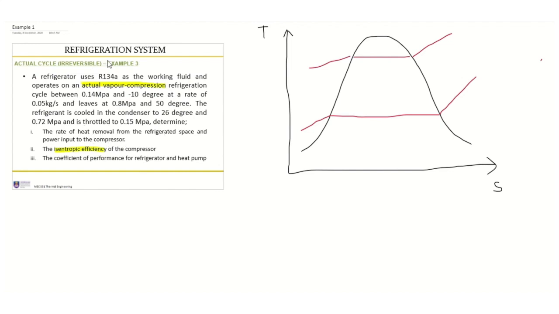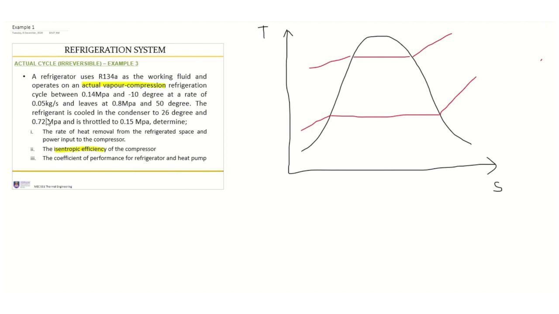Okay, next take a look at your problem. Basically here, even though you have four pressures, 0.14, 0.8, 0.72 and 0.15, the thing is 0.14 and 0.15 are almost the same. 0.72 and 0.8 are also almost the same pressure. So basically you have two different pressures.